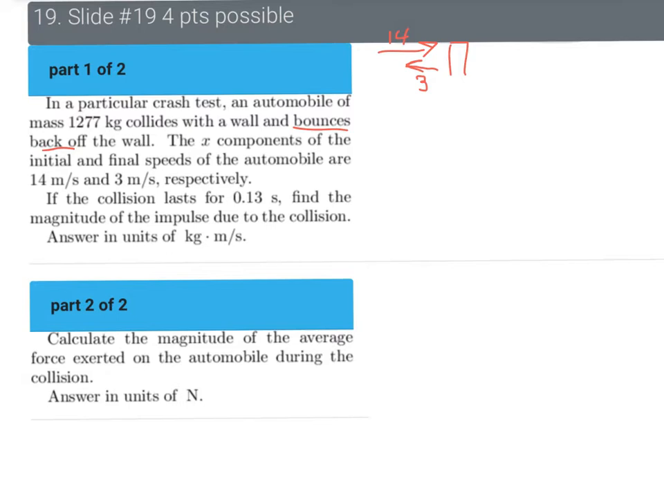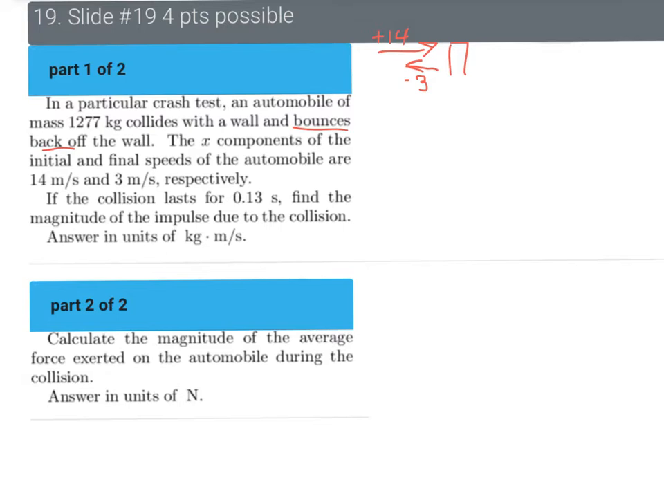These are opposite directions, and so we need to make sure that we state the direction. So let's make to the right positive and to the left negative. So the initial velocity will be positive, the final negative.